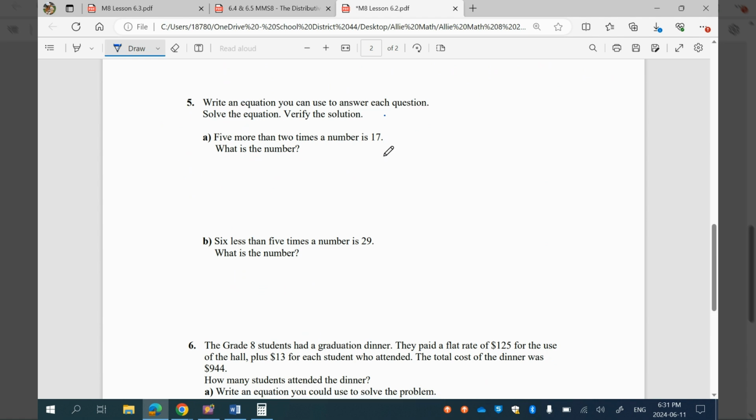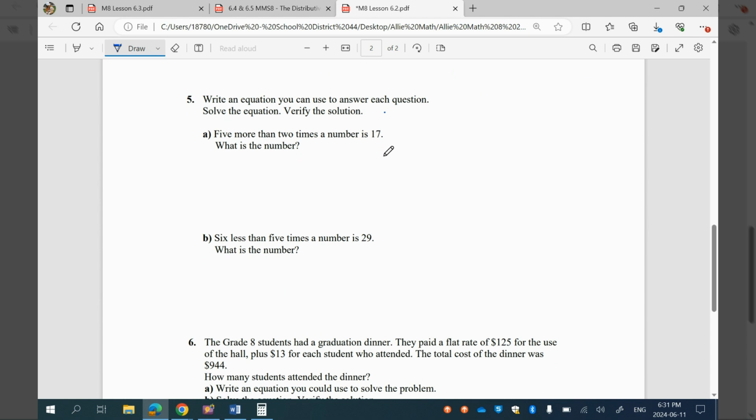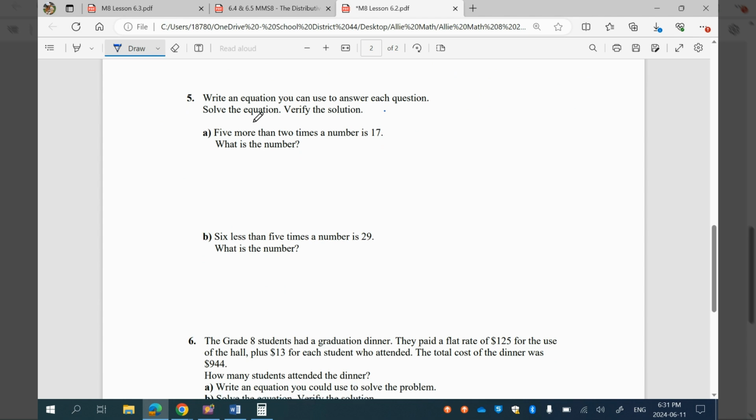So here we want to write an equation you can use to answer each question. Then solve the equation and verify the solution. So 5 more than 2 times a number is 17. Okay, so a number is our unknown. That's going to be our x. And we want 5 more than this. So it's going to be a plus 5, but it's also 2 times this number. And that's going to equal 17.